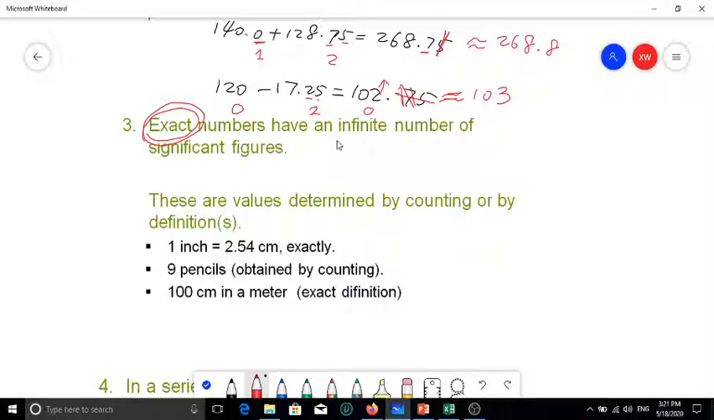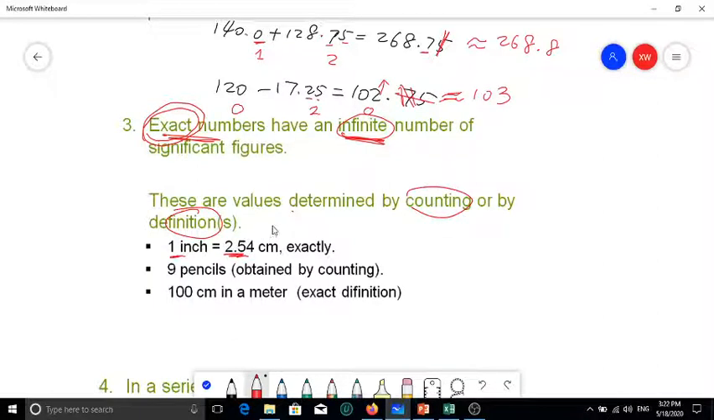Exact numbers are supposed to have an infinite number of sig figs. They have more sig figs than anybody else. These numbers are usually one of two kinds: either counting numbers or artificially defined numbers. What does that mean? Well, let's say 1 inch is 2.54 centimeters. That's a defined conversion factor, so there's no uncertainty in either the 1 inch or the 2.54 centimeters.